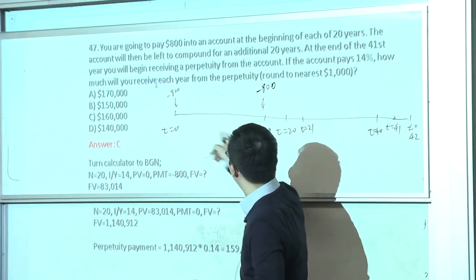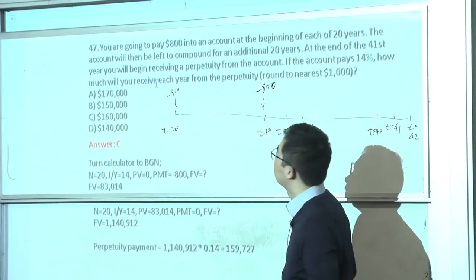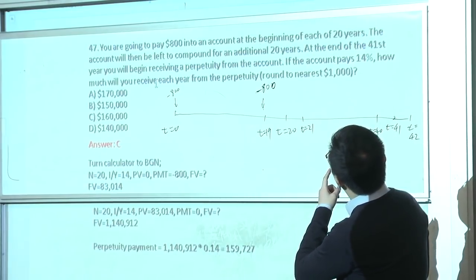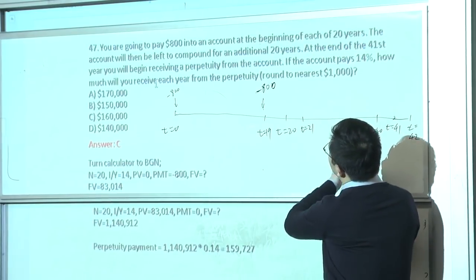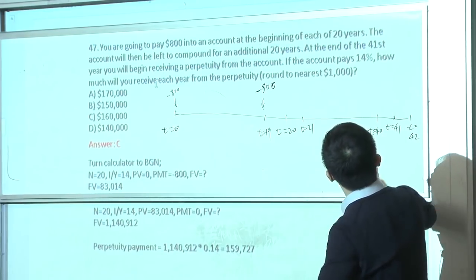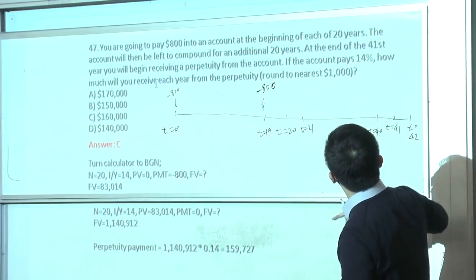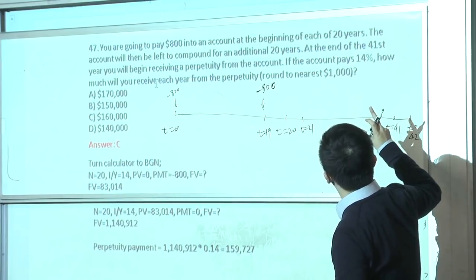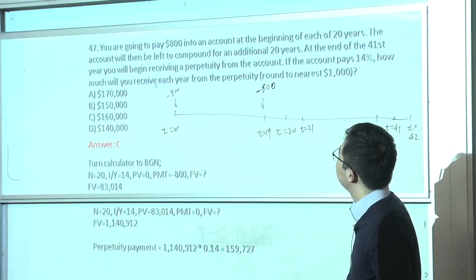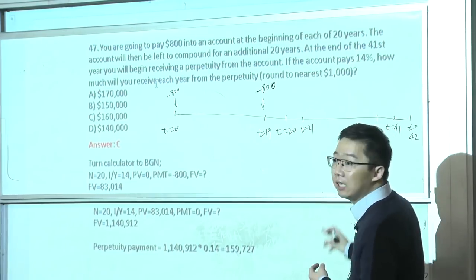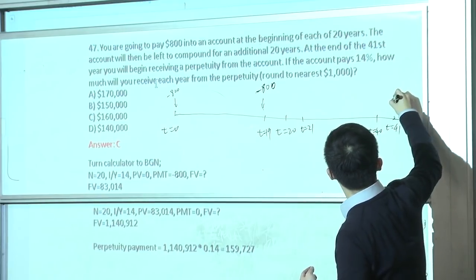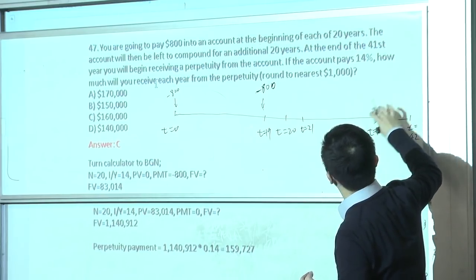So in between, there are 20 payments, okay? And you leave this account to compound for an additional 20 years. And at the end of the 41st year, you will begin to receive a perpetuity. So the end of the first year is when? 41st year. End of 41st year.